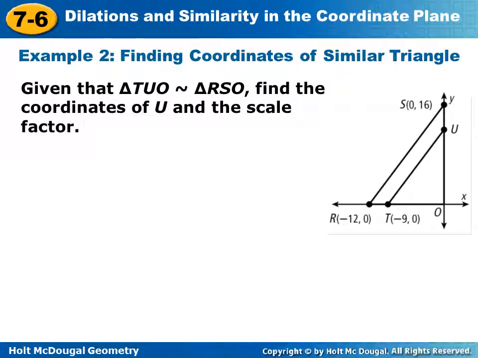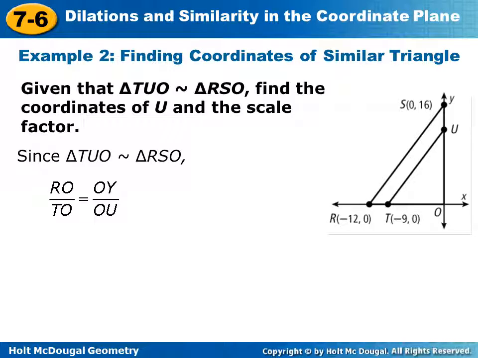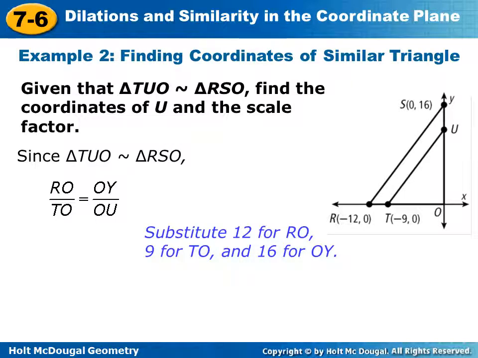Finding the coordinates of similar triangles works in a similar fashion. So we have that triangle TUO is similar to triangle RSO, and we want to find the coordinates of U and the scale factor. Since triangle TUO is similar to RSO, RO to TO is equal to OS to OU. We substitute 12 for RO, and 9 for TO, and 16 for OS.